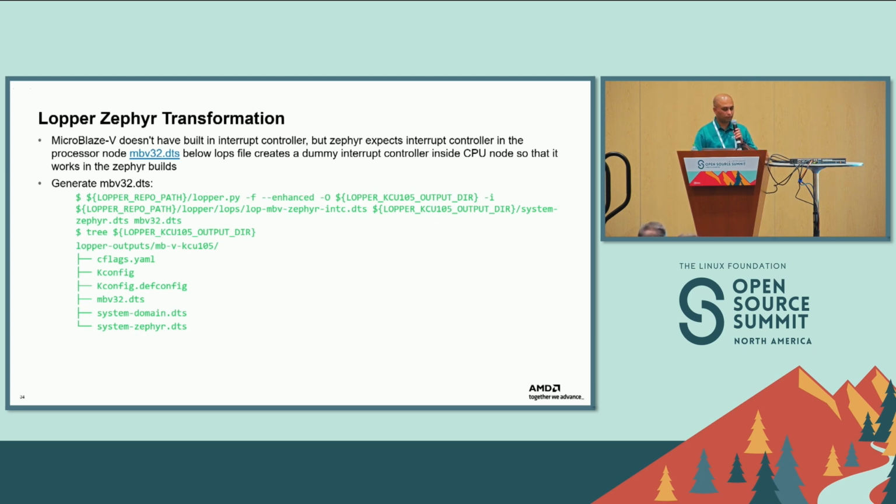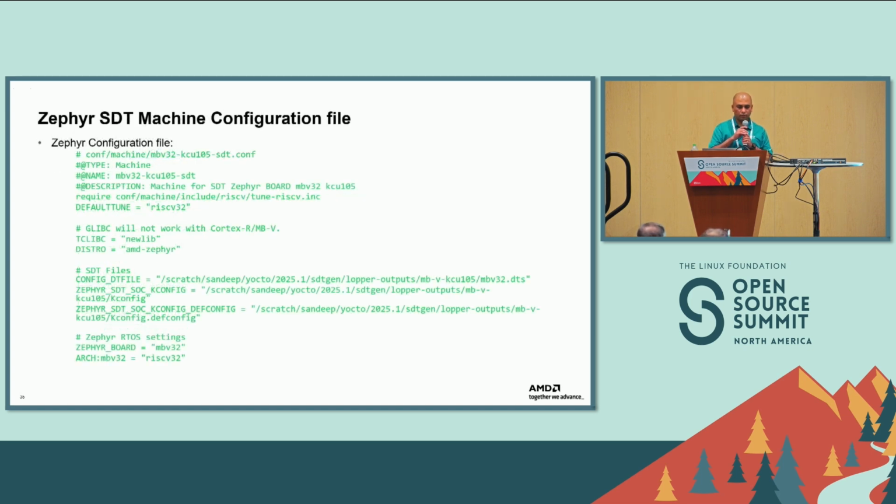And once you have all the transformation files generated, this is what the output of your Lopper transformation looks like, which will be used as the input to the Yocto project builds. So this is a sample machine configuration file for a Zephyr build using System Device Tree. Basically, we set the default tune and we include the tune file from the Poky layer for the RISC-V 32. And we also set the toolchain library to newlib.